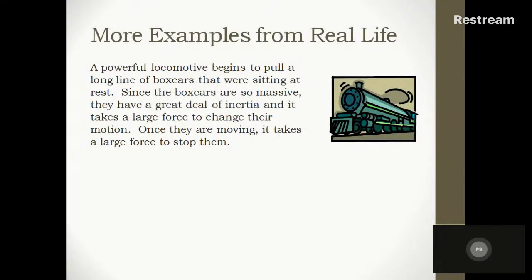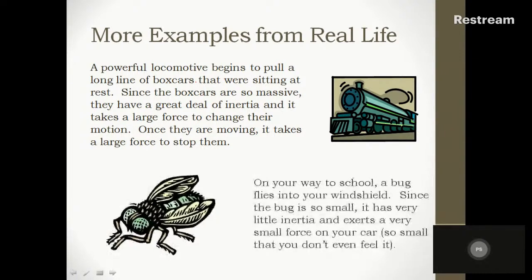One example from real life. A powerful locomotive begins to pull a long line of boxcars that were sitting at rest. Since the boxcars are so massive, they have a great deal of inertia and it takes a larger force to change their motion. Once they are moving, it takes a larger force to stop them. Okay, on your way to school, a bug flies into your windshield. Since the bug is so small, it has very little inertia and exerts a small force on your car, so small that you don't even feel it.